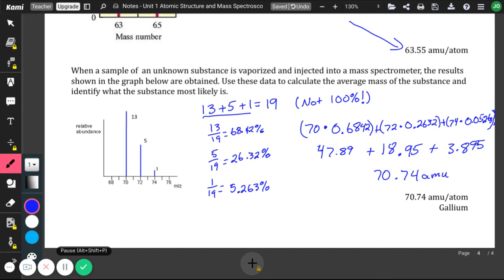Plug that into your isotopic abundance, so average atomic mass formula. So isotope times abundance plus isotope times abundance plus isotope times abundance. You should have ended up with 70.74. Hopefully y'all got this.